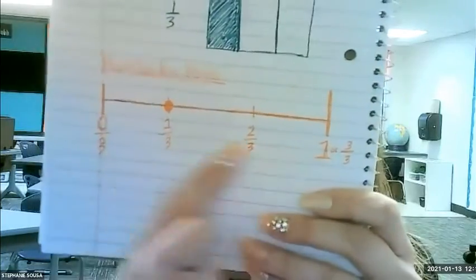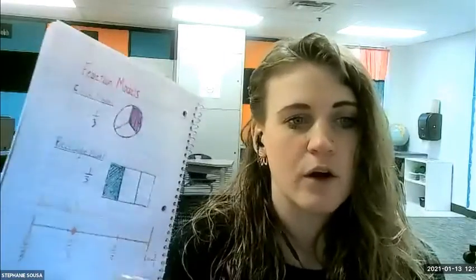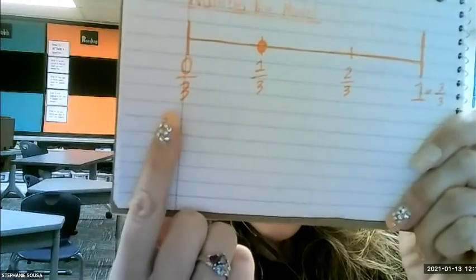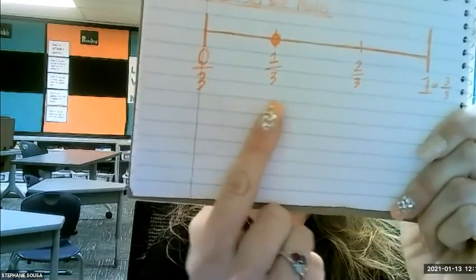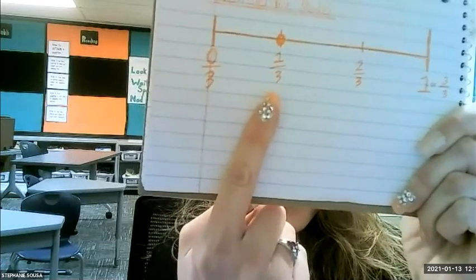So right here, number line models. I want you to have those open. If you remember on our notes, we recorded 1/3. We did the same thing on our number line. We started at 0. We made 3 spaces. And then we showed a dot where 1/3 was.